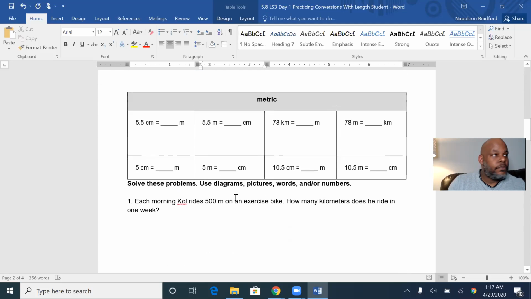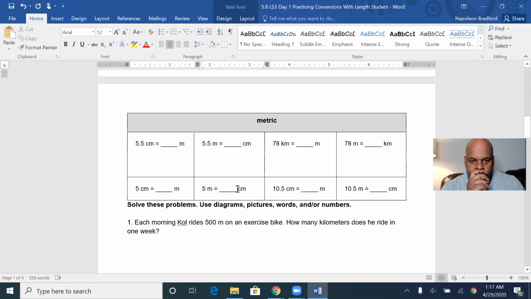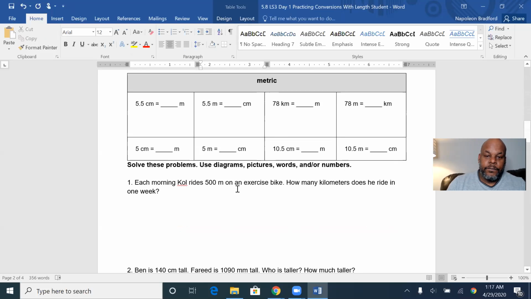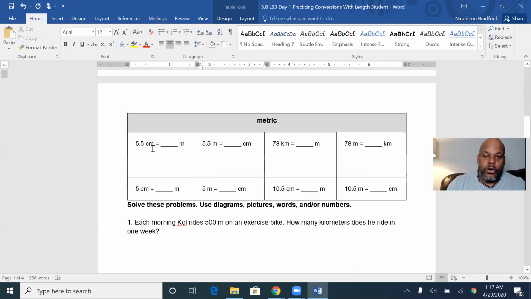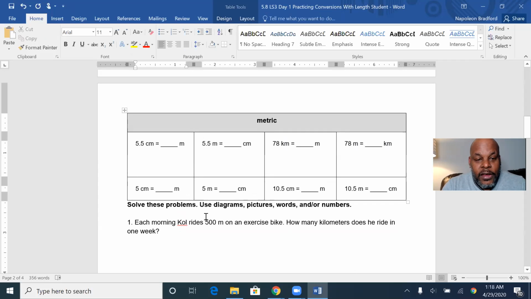All right, so we're going from centimeter to meter. To go from small to large, we divide by 100. So if we divide this by 100, what will this be? 5 and 5/10 centimeters divided by 100. Dividing by 100 means you move the decimal 2 places over to the left. So that will be 0.055. All right, because we're moving the decimal place over 2 places to the left.